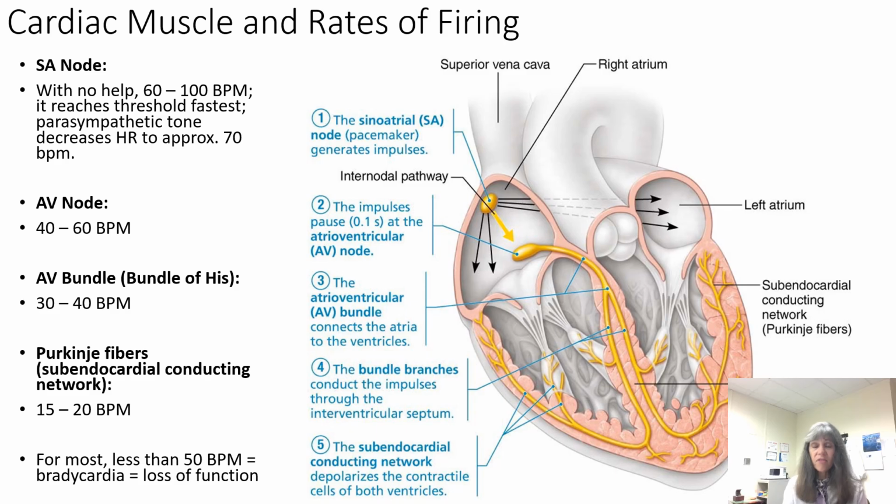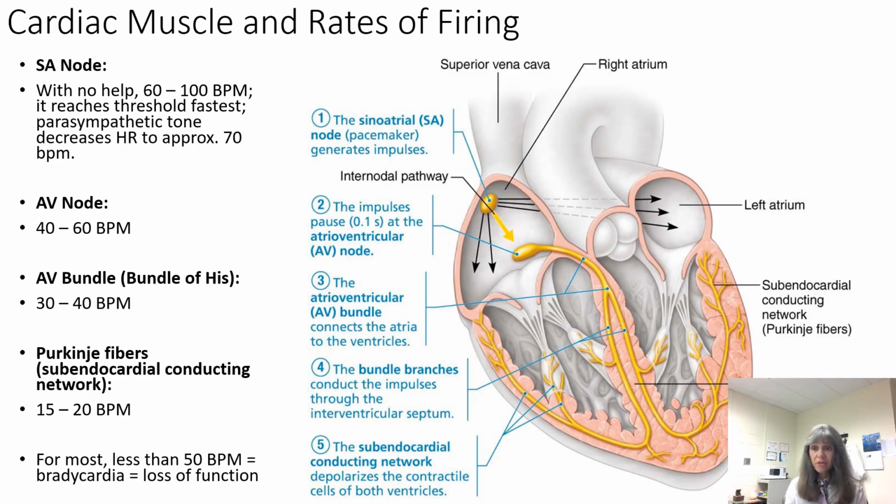It's because of parasympathetic tone from the vagus nerve that the heart rate normally decreases to about 70 beats per minute. The atrioventricular node is capable of depolarizing anywhere between 40 to 60 beats per minute. So if there were no parasympathetic innervation to slow the heart down or sympathetic innervation to speed the heart up, and if the SA node were not functioning, the AV node would cause the heart to beat anywhere between 40 and 60 beats per minute.